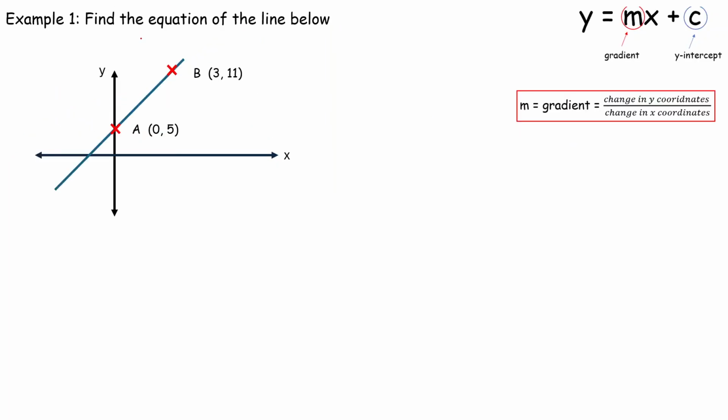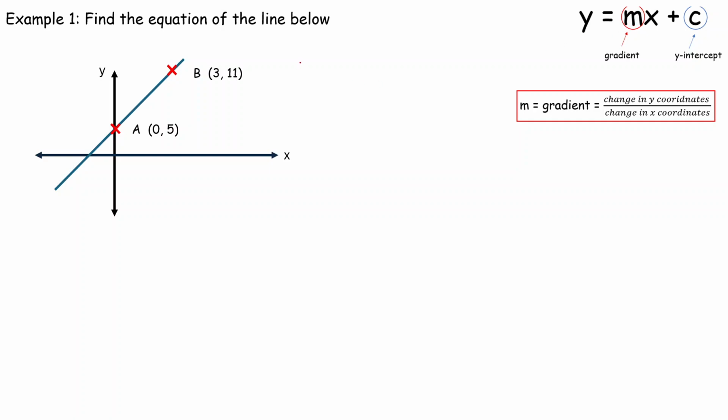Right, so just to go through this again: find the equation of the line below. Just to recap, and this is really important, this is a straight line, so it is going to be in the form y equals mx plus c. That is really important. There are two key things we need to get here: m, the gradient, and c, the y-intercept. Let's begin by finding the gradient, because that's a good place to start.